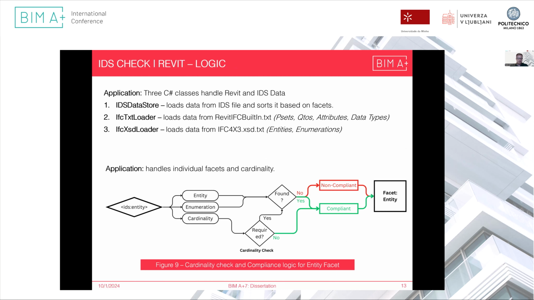And the logic is as follows. Here we have once again the example for entity. It first checks the cardinality. If the cardinality is set to must not or may, then we don't have to include this entity in the model, so it is technically compliant. We don't have to do it. If the cardinality is, however, set to must, then we have to do it, so it goes a step further. It checks whether the entities and enumerations can be found in the IFC XSD loader. If they are found, then yes, we can model this in Revit and it is compliant. If not, then it is considered non-compliant.